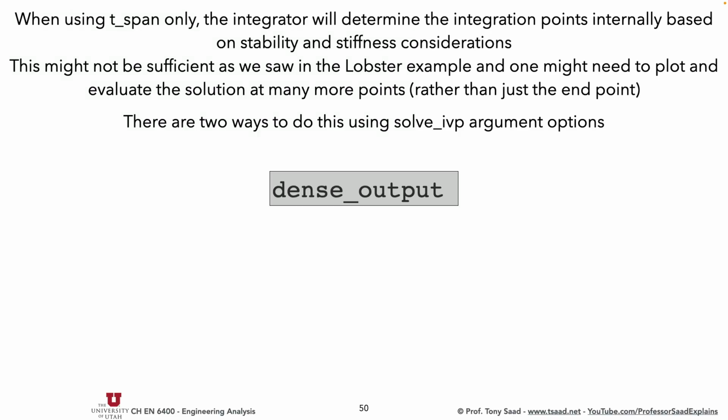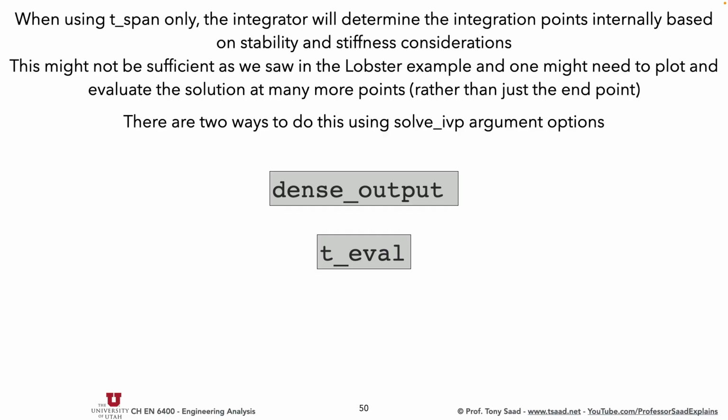The two approaches are options that we pass to the solver to solve IVP. The first one is called dense output, enabling what's called dense output. And the second one is specifying the time points at which you want to get the solution.